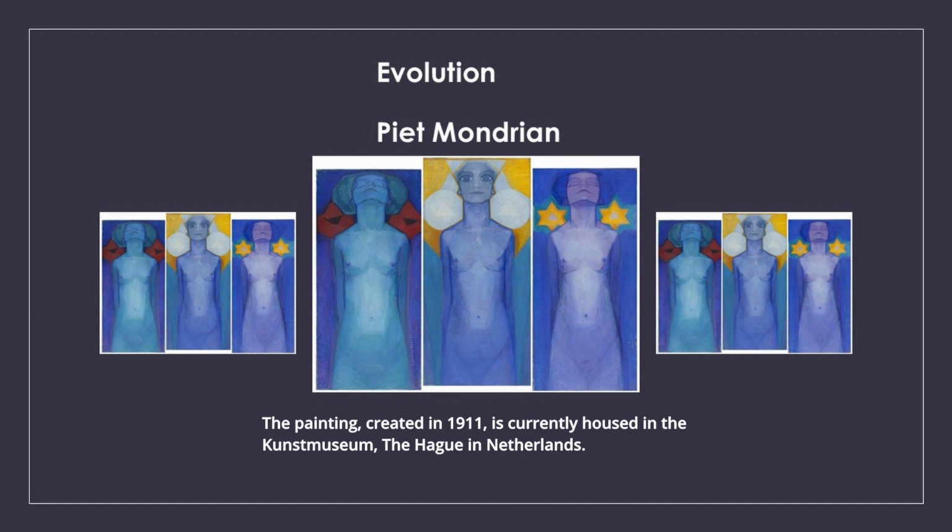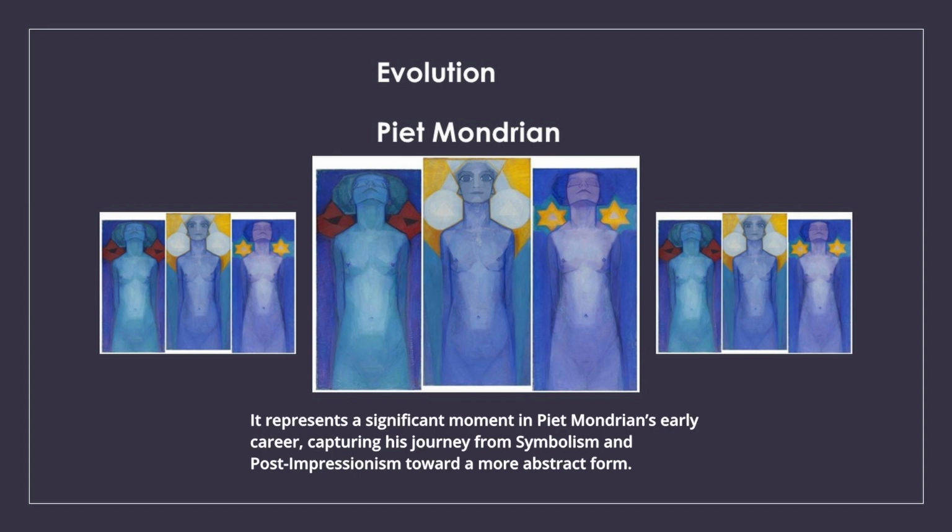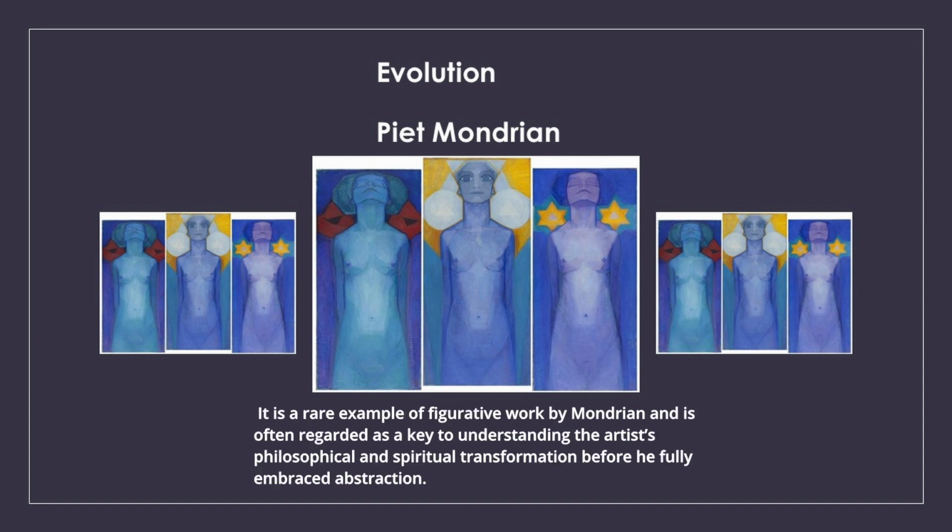Piet Mondrian. Evolution. The painting, created in 1911, is currently housed in the Kunstmuseum, The Hague in Netherlands. It represents a significant moment in Piet Mondrian's early career, capturing his journey from symbolism and post-impressionism toward a more abstract form. It is a rare example of figurative work by Mondrian, and is often regarded as a key to understanding the artist's philosophical and spiritual transformation before he fully embraced abstraction.